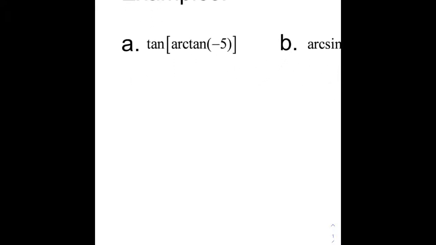All right. If you think about this, the arc tangent of -5, the domain of the arc tangent is all real numbers. And it's going to output a value that I'm going to be able to take the tangent of because it's all real numbers. So the one thing you can do is on the tan of the arctan, they do cancel out. This is equal to -5.